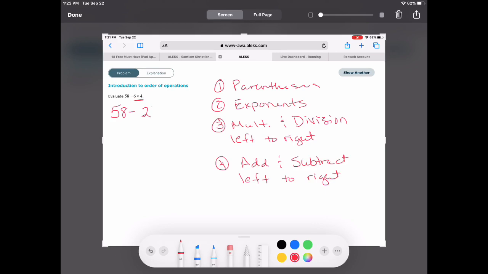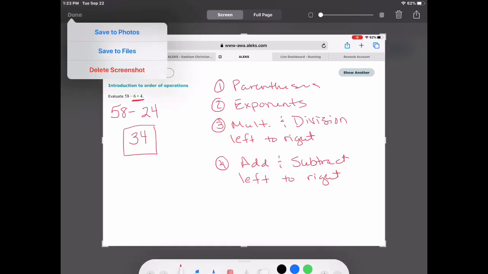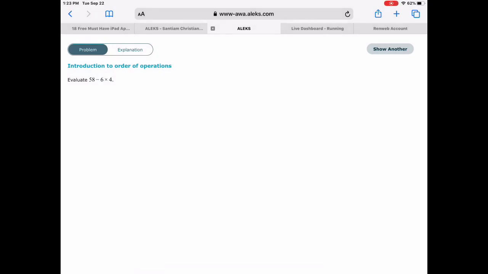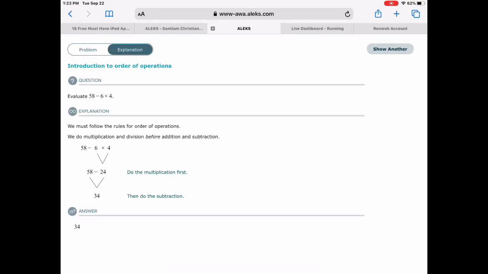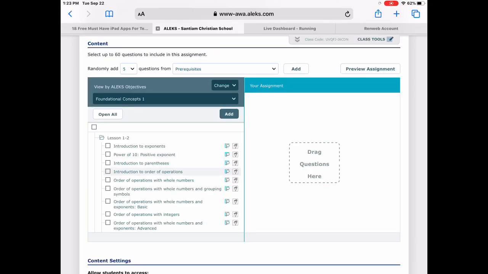6 times 4 is 24. And then I can do 58 minus 24, which is 34, I believe. And that's my final answer. So notice that I didn't do what was first. I had to go to the multiplication first, get that done, and then do the subtraction. There's your explanation and your final answer. You can always pause the video too if you want to look at that a little longer.